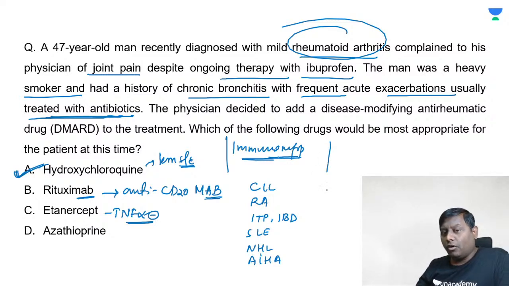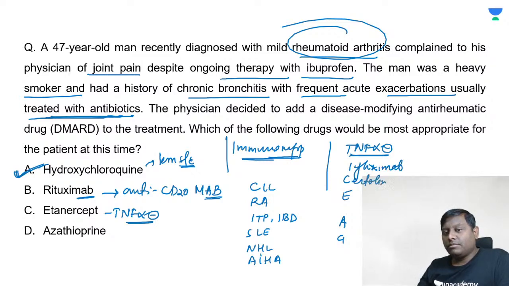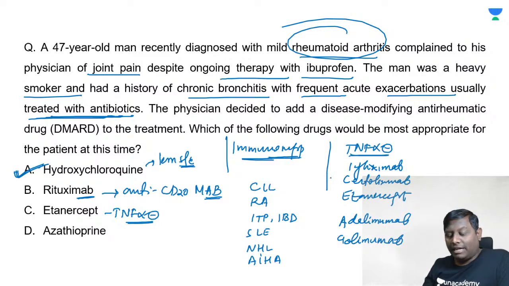TNF alpha inhibitors, we all know, remember, is ice and आग. So ice के ऊपर आग, ऐसे याद कर लीजिए ना, ice and आग, that I used to tell you. Infliximab, है ना, certolizumab, है ना, etanercept, right, adalimumab and golimumab. So ice and आग सबसे आसान सा mnemonic है.